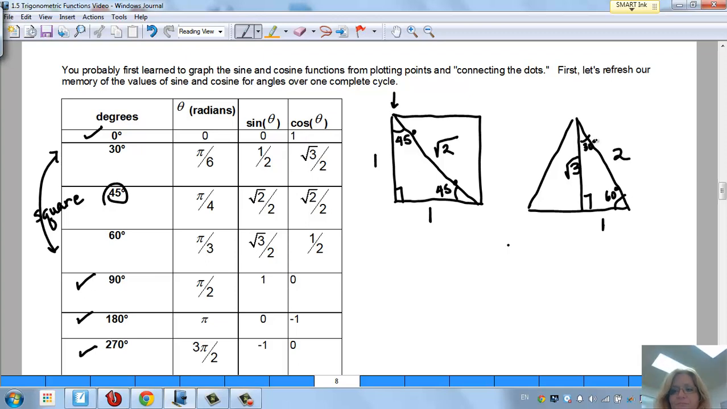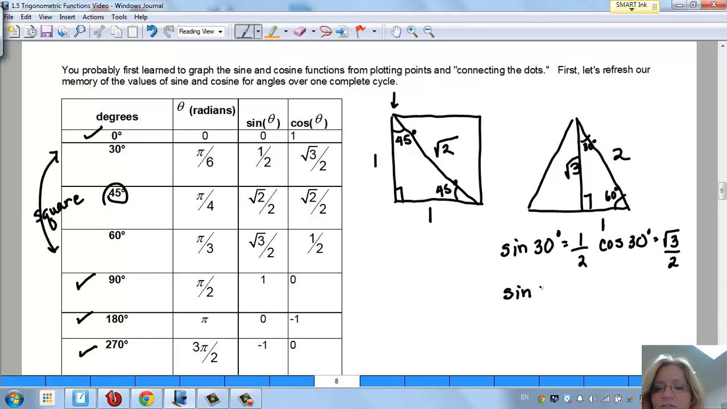So if I did the sine of 30 degrees, sine is opposite over hypotenuse, there's our 1/2. If I did the cosine of 30 degrees, cosine's adjacent over hypotenuse, there is your radical 3 over 2. Now let's do the 60-degree angle. If I did the sine of 60 degrees, opposite over hypotenuse, there's your radical 3 over 2. And if I did your cosine of 60 degrees, adjacent over hypotenuse is your 1/2.